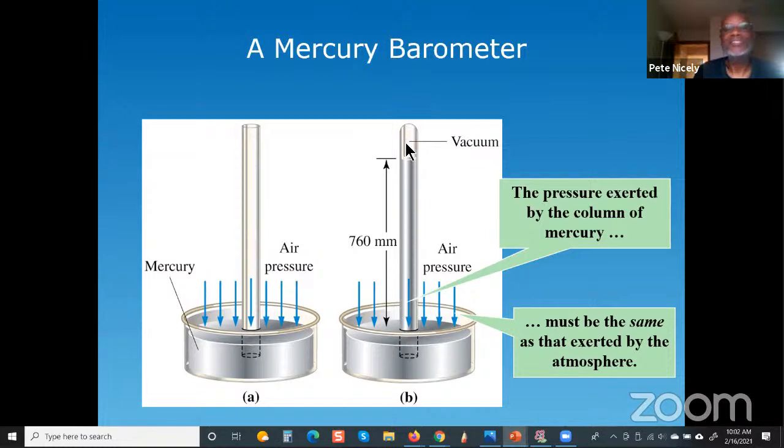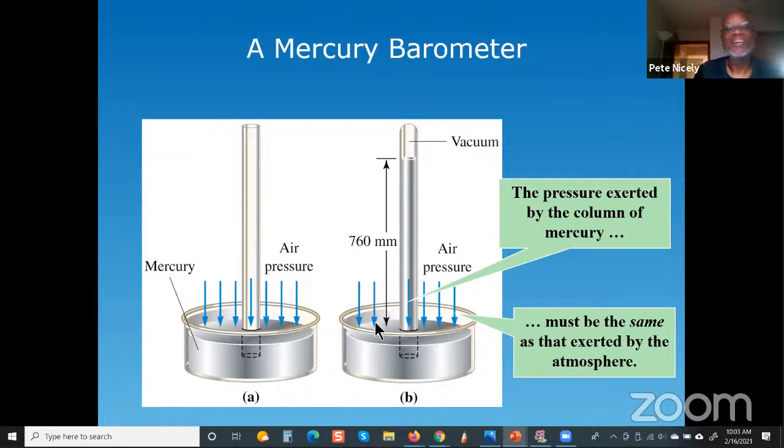And you'll notice that there is a space right here, which is effectively a vacuum, right? Not technically true, but basically you're going to have mercury vapor here, but the pressure exerted by the vapor here is so low, it's almost zero, that it's in effect a vacuum, right? So basically this is where the millimeter mercury unit comes from.